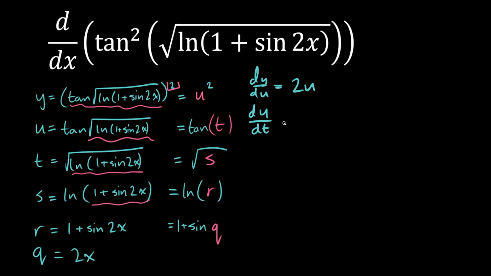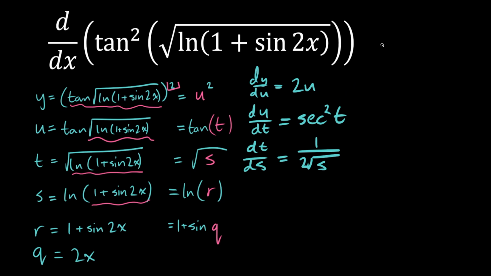So du/dt, the derivative of tangent of t, is just going to be secant squared t. It's just the same as 1 over cosine squared t. This is the way I'm going to write it. It's going to be nice and neat later. We're going to find dt/ds. And I'm going to show you the shortcut for a square root. It's going to be 1 over 2 times the square root of whatever was inside.